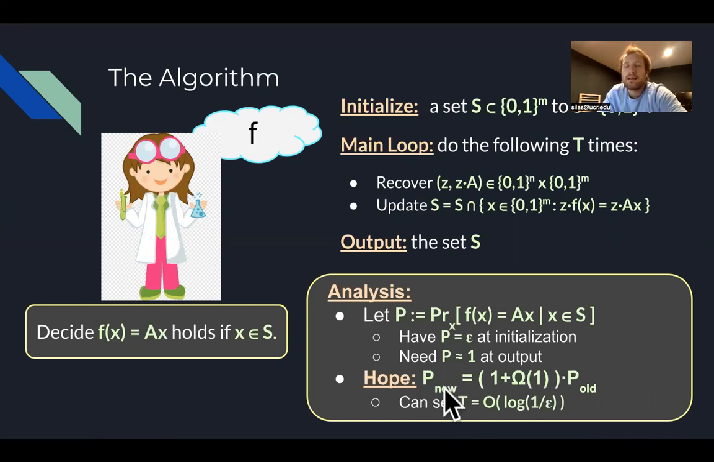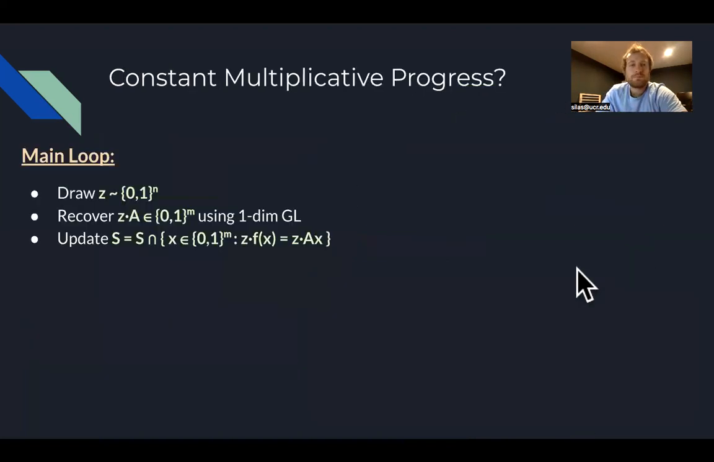What we're hoping to get is that each time you run the main loop, the new P that you get, notice that P depends on S, so after you update S, you have a new version of P. The hope is that the new P is going to be a constant multiplicative factor bigger than the old P. And this is going to let us set T equal to log of 1 over epsilon. That is what our algorithm is going to get, and that's going to give us the results in the theorem.